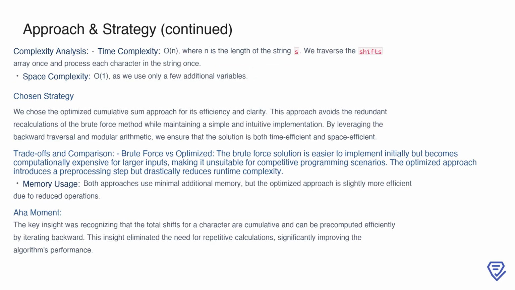In terms of complexity, the optimized approach offers significant improvements. The time complexity is O(n), where n is the length of the string. This is because we only traverse the shifts array once and process each character in the string once. The space complexity is O(1), as we only use a few additional variables for computations and do not rely on extra data structures. This makes the approach highly space efficient.